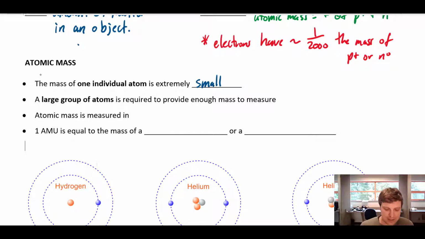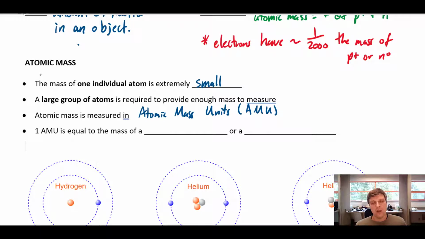And the atomic mass is measured in atomic mass units, which is a very creative name. Chemists are very creative. And so that is abbreviated as AMU. So 1 AMU is simply equal to the mass of a proton or of a neutron, because like we said, they have essentially the same mass.